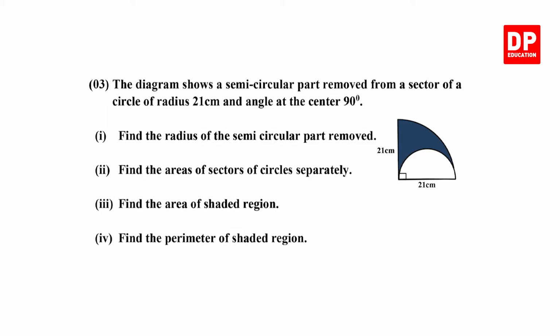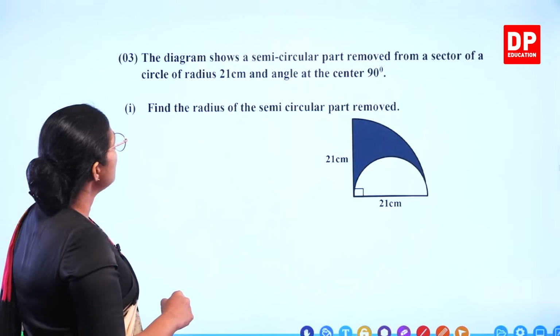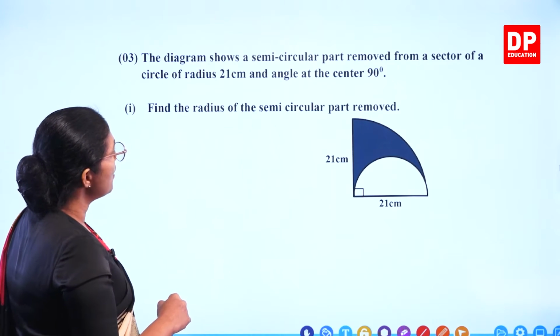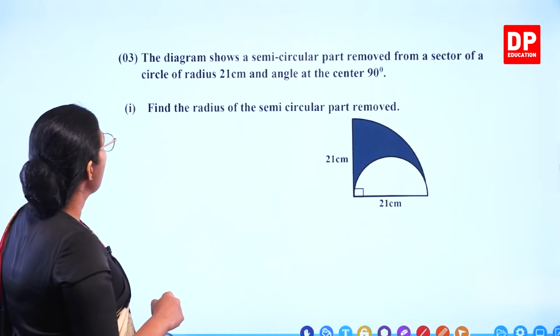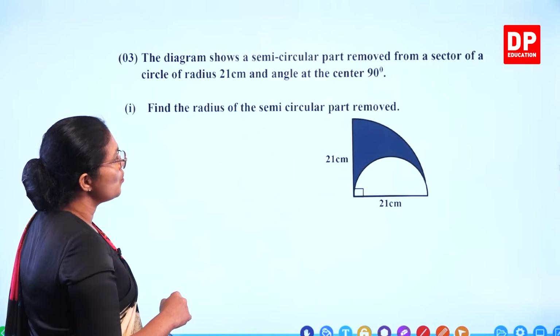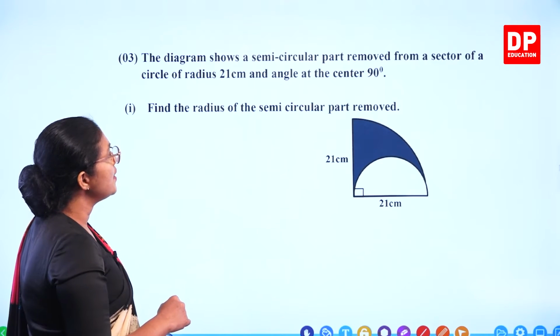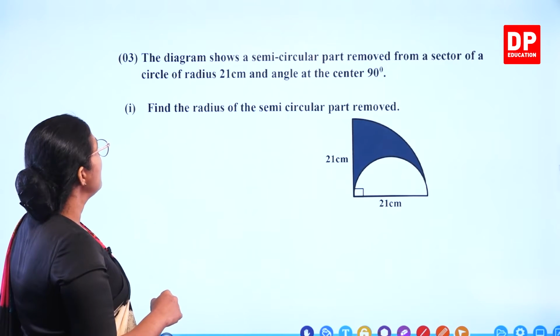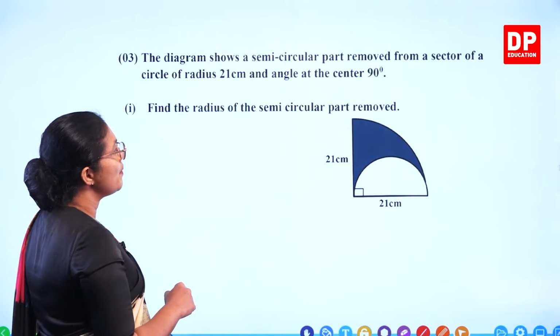Let's do question number 3. It's about areas and perimeter as well. The diagram shows a semicircular part removed from the sector of a circle of radius 21 centimeters and angle at the center is 90. Find the radius of the semicircular part removed.